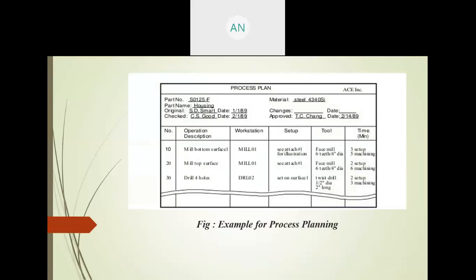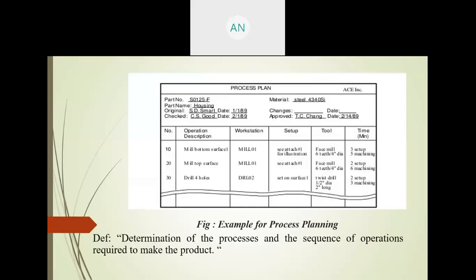Before designing the process plan, one should have detailed knowledge of what the product is, what its nature is, and what type of machinery you are going to use. For this particular housing component, I am going to use a milling machine as well as a drilling machine. So I am setting up two workstations, milling workstation 1 and drilling workstation 2. Then what type of tool I am going to use, what setups, and how much time machining will take, each and everything has been plotted on this process plan. Once it has been plotted, you can clearly understand.